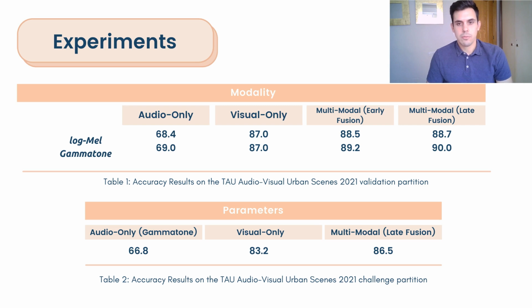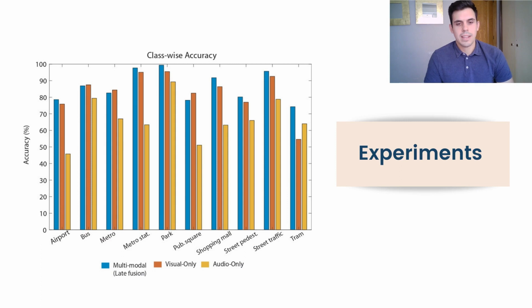The three systems submitted to the challenge were the audio module based on gammatone filters, the visual module, and the multimodal system with a late fusion. This last system scored 86.5%, 3.3% higher than the visual module. If a class-by-class analysis is performed, we can see that almost all of them benefit from the complete system.